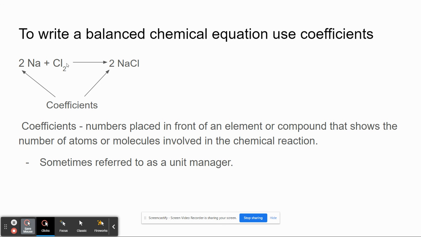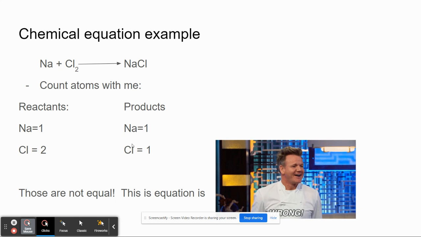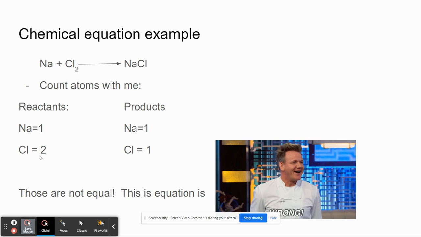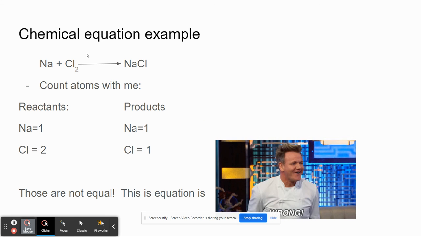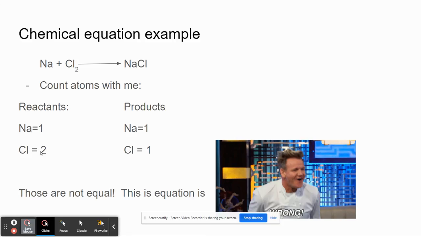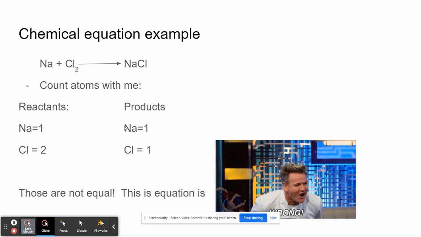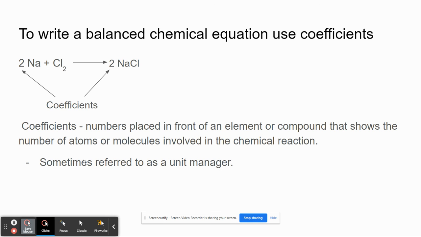All right, so in the previous problem, our chlorines do not add up. Remember, we want these to be like a mirror of each other. If I have 2 on this side, I want to have 2 on this side. They should reflect each other accurately. My sodiums are good, but my chlorines are wrong. So what we do to balance it, to write a balanced equation, is we put a coefficient in front.